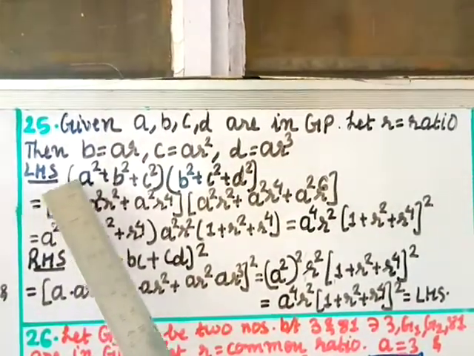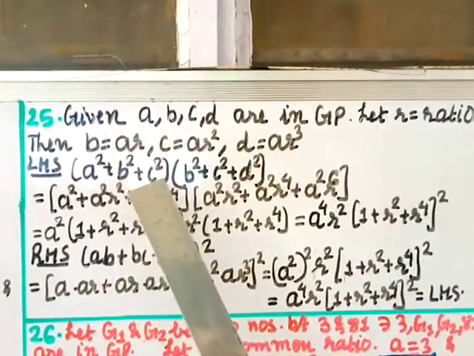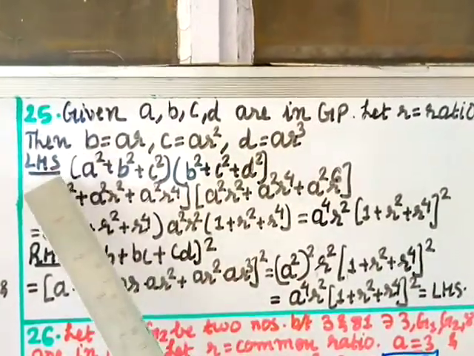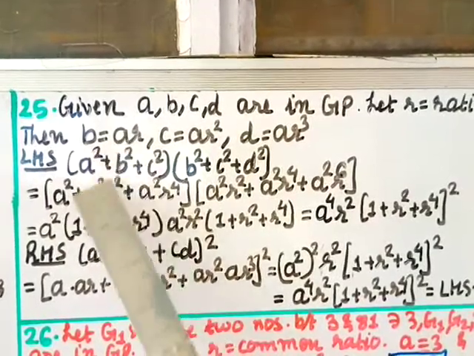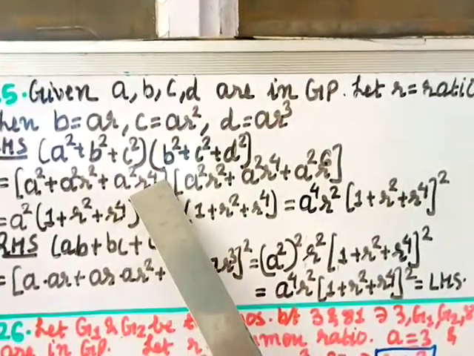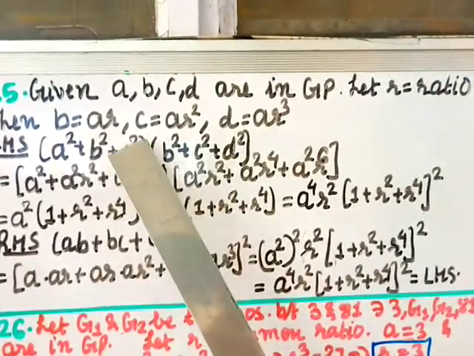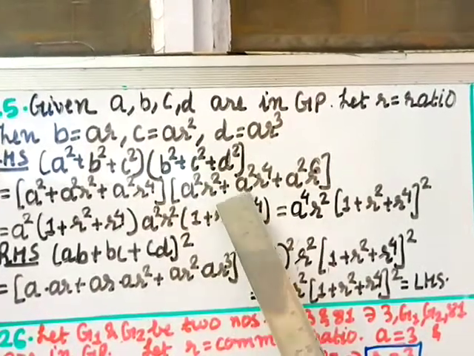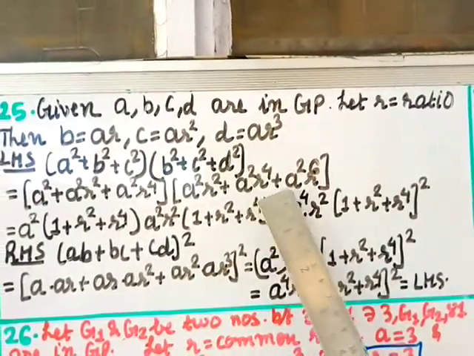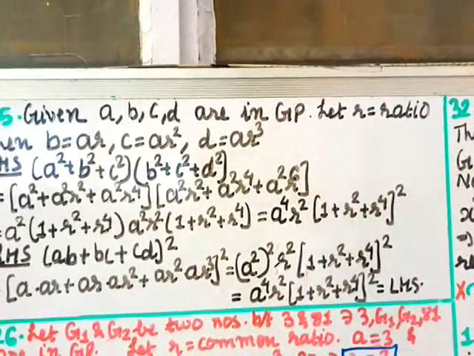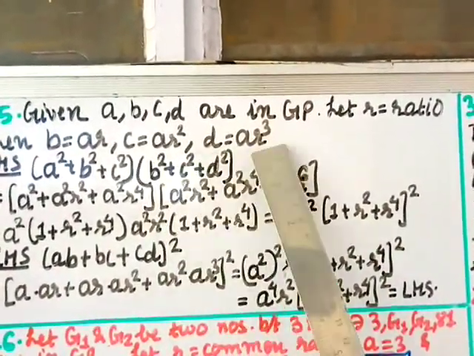R is a common ratio, a is the first term, as it is we take. Now take the left hand side, that is a square plus b square plus c square, into b square plus c square plus d square. Let us put the value from here. So a square is as it is, plus b square is a square r square, plus c square is a square power r square square is r power 4. Here b square, so b square means a square into r square, plus c square, that is a square into r square square is r power 4, plus d square, that is a square into r cube power 2, that is r power 6, right? Just squaring all these terms.